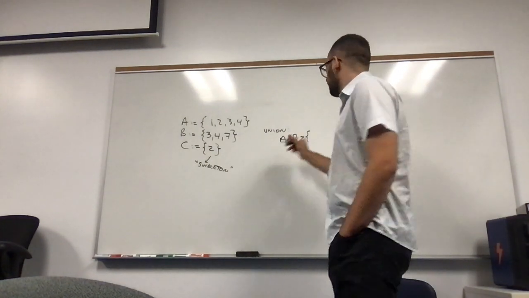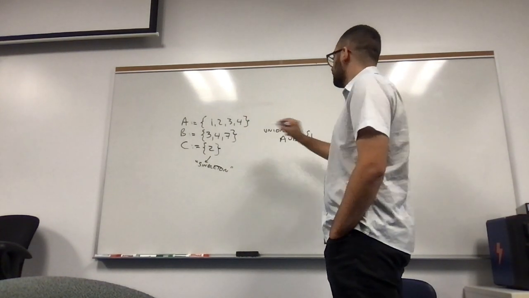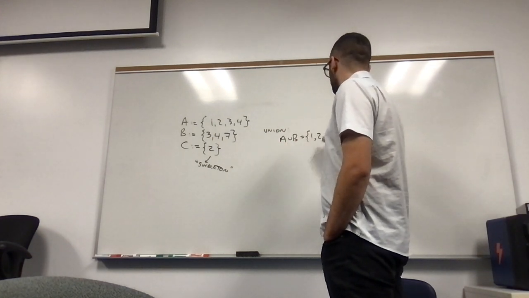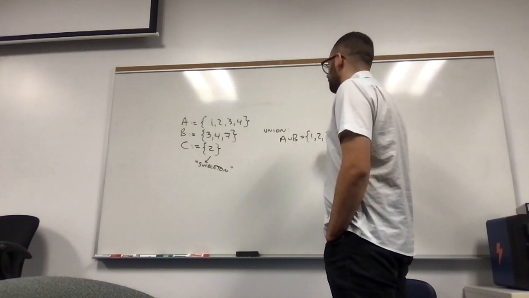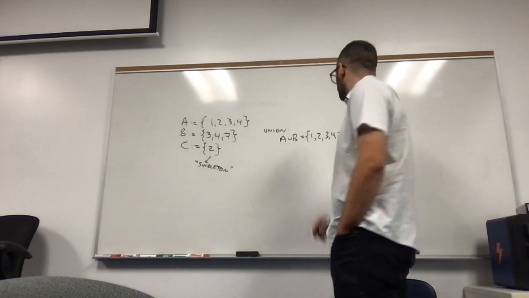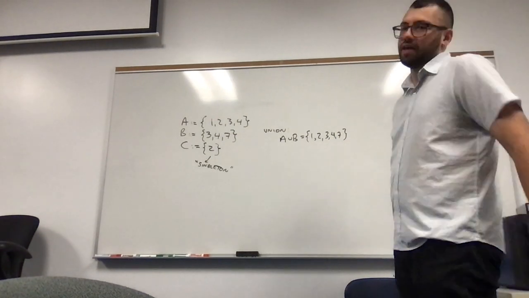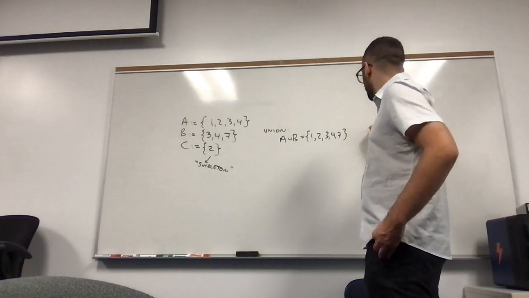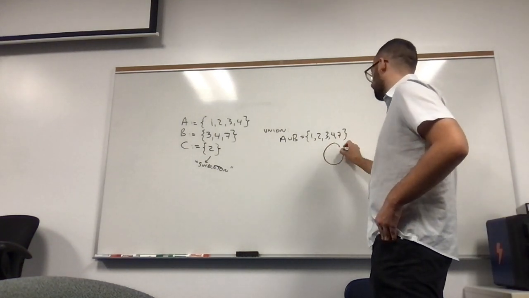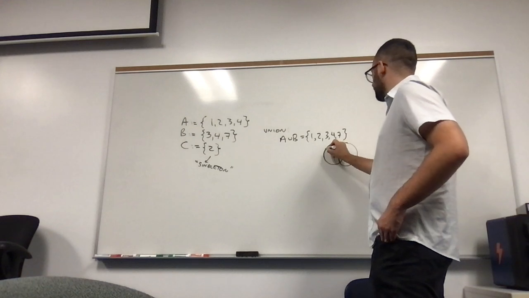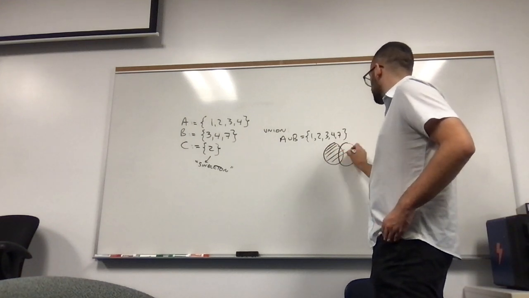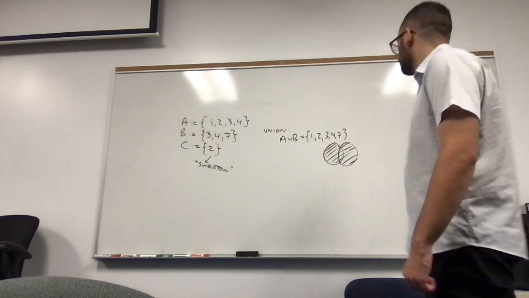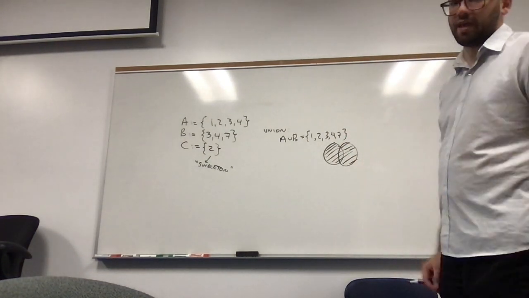Okay, well, 1 is in A, 2 is in A, 3 is in both, so it's fine, 4 is in both, 7 is in B. So really you're just combining the sets together when you do union, right? Using your Venn diagram example, the union of these two sets is literally everything, right? Union's just both of them together.